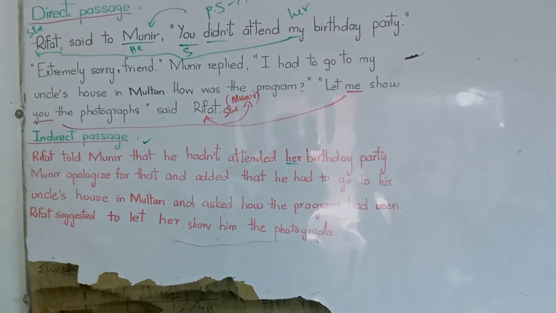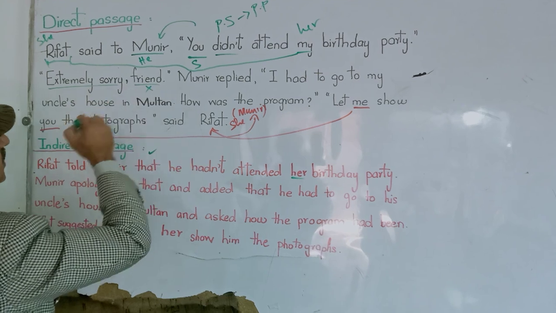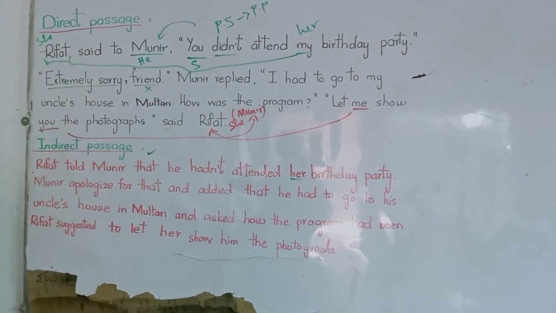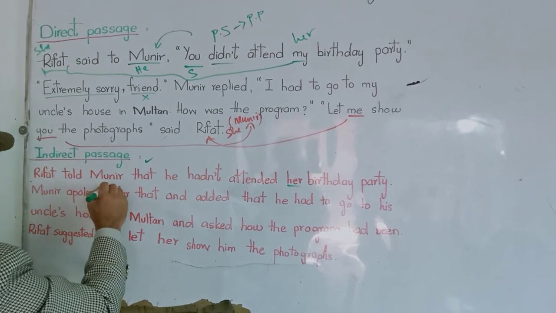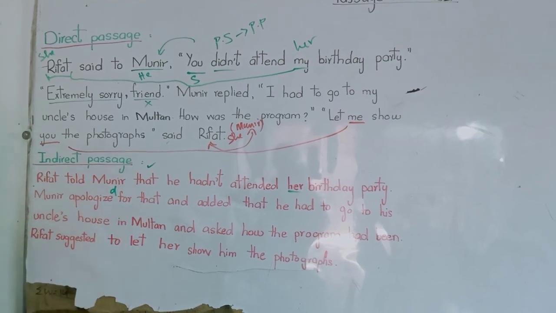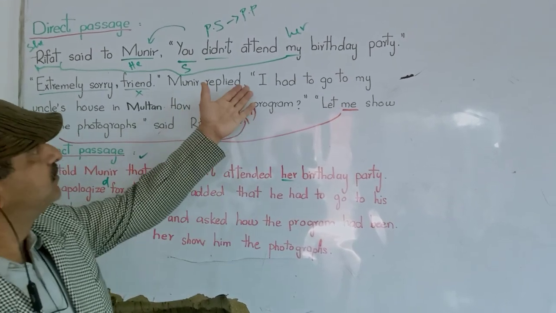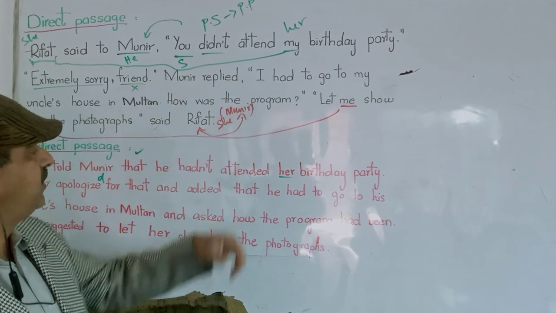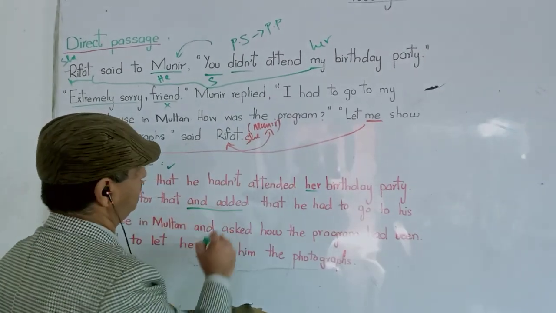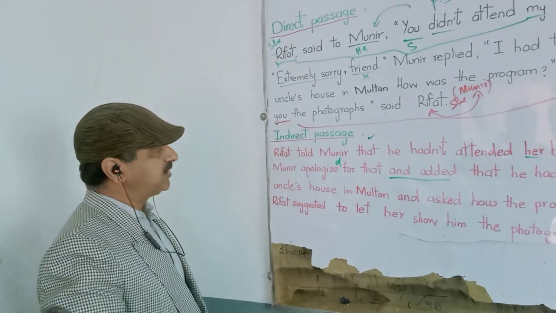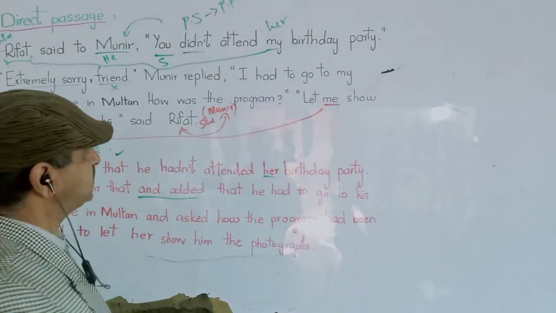Next one: "extremely sorry" will be changed into "apologized". This will be deleted. Munir apologized. It won't be just "apologized", it will be "apologized for that". Okay, Munir apologized for that, and "will become" over here, and added. To join another sentence with this one we'll use "and added that" to remove inverted commas.